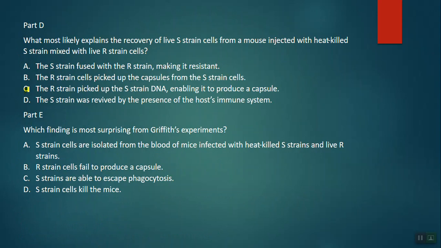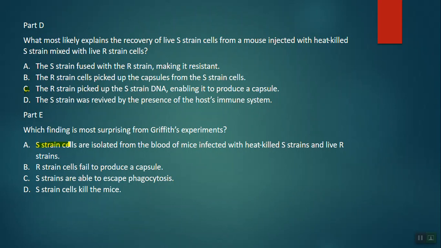Letter E, which finding is most surprising from Griffith's experiment? The finding that was most surprising is that the S strain cells were isolated from the blood of the infected mice with heat-killed S strains and live R strains. Because remember, he put dead S strain in there, dead capsule bacteria. So a dead capsule bacteria shouldn't give you a dead mouse because it's dead. So it's not actually a live strain.